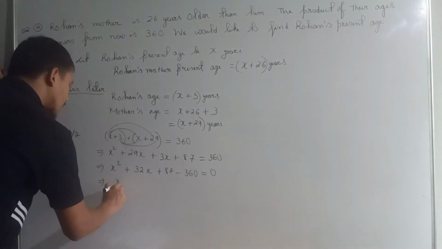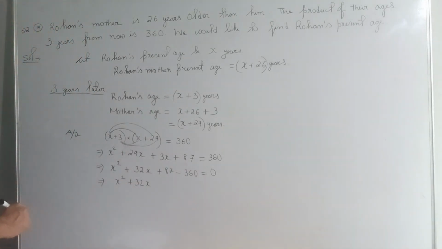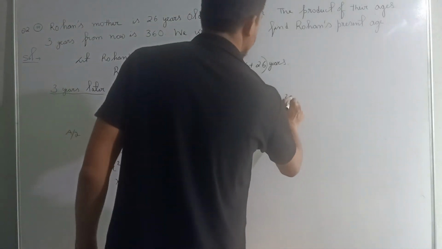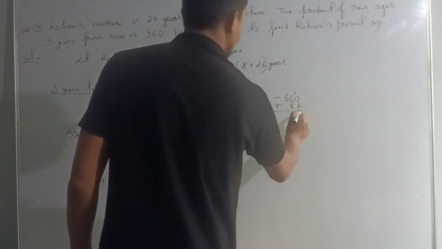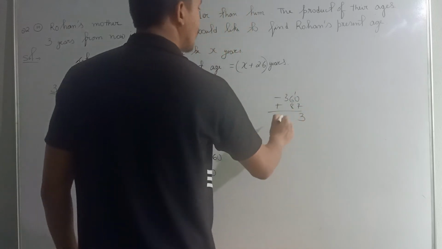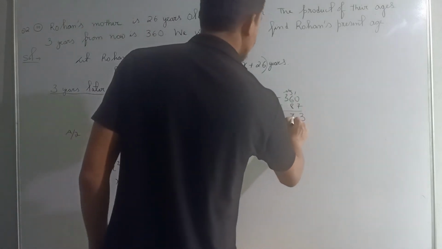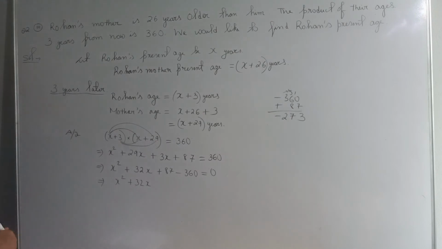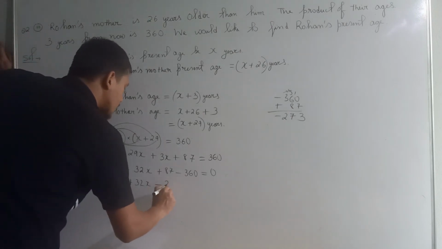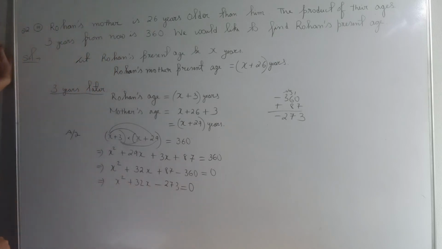This gives you x square plus 32x plus 87 minus 360. So 87 minus 360 will be equal to minus 273, equal to 0. Now this is your final equation.